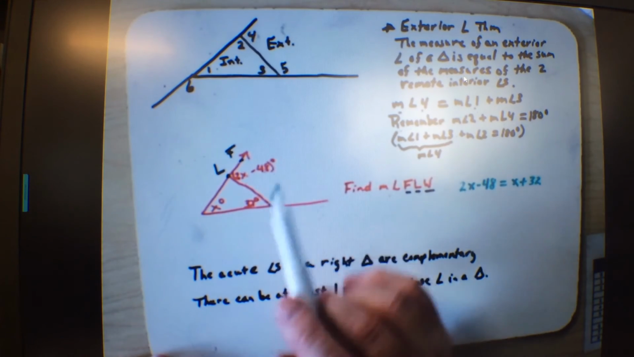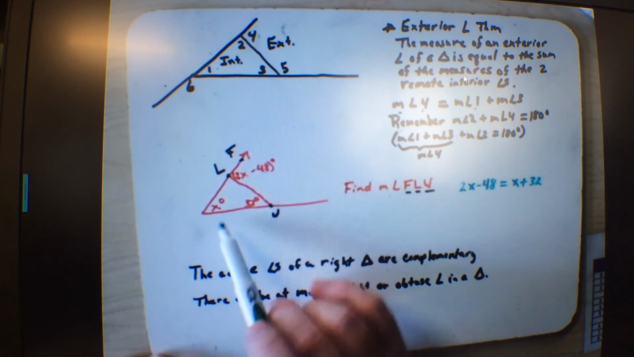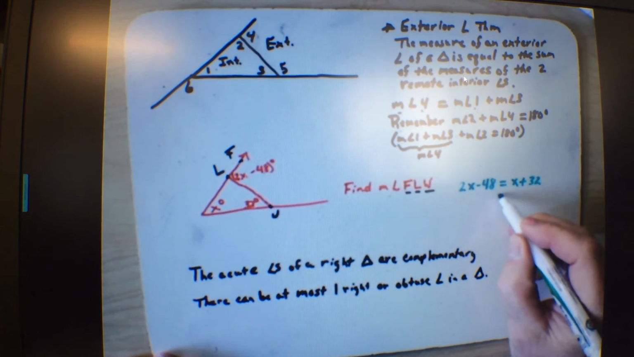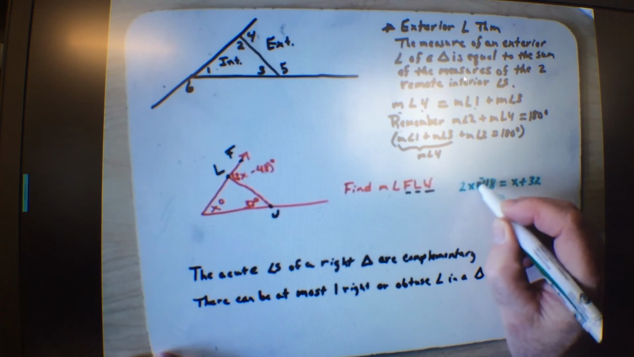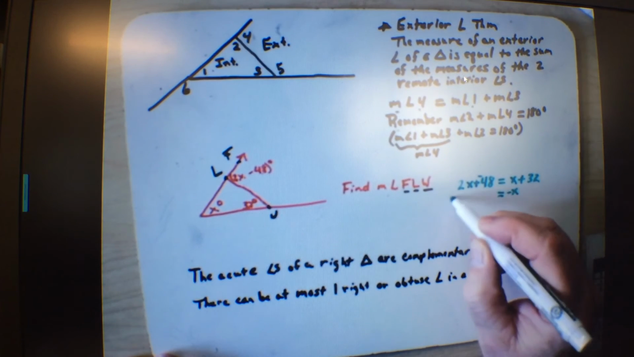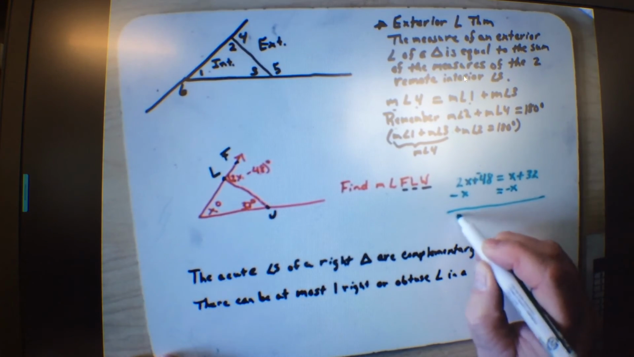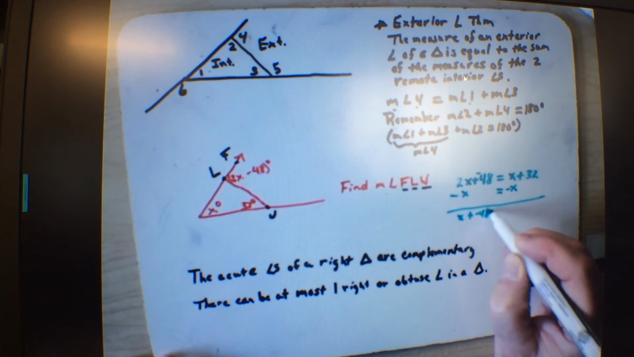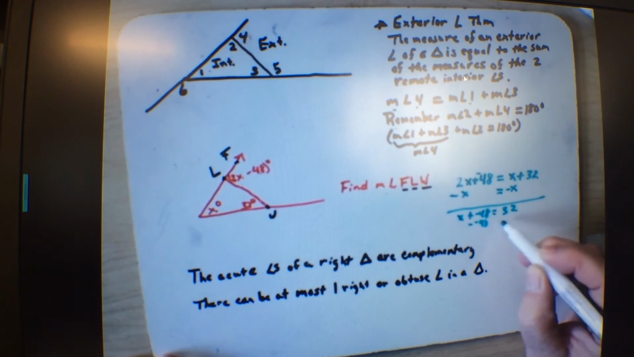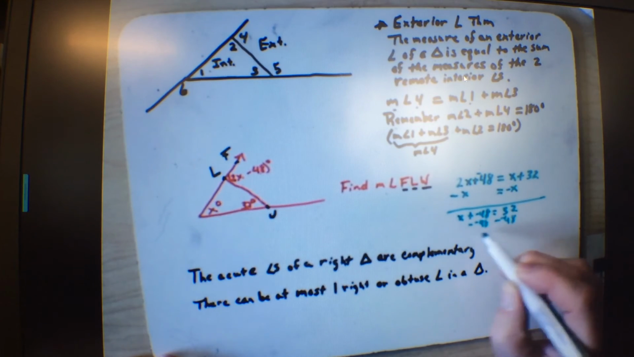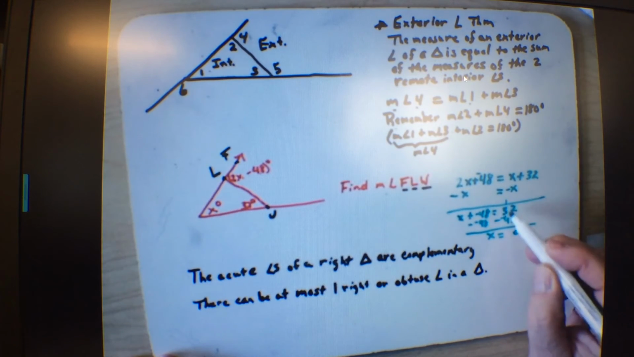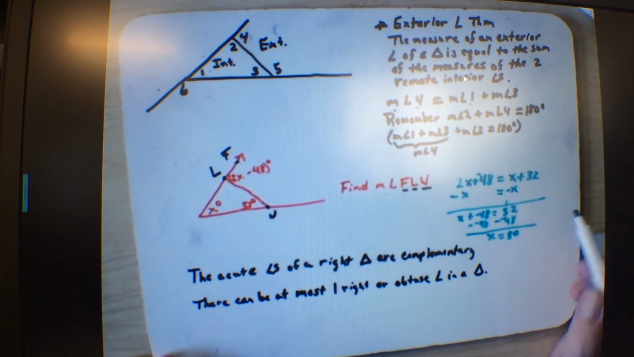So, Aubrey said that 2x minus 48 was equal to x plus 32. Do you agree? Okay, so we can solve then, and we can subtract x from both sides. So we get x plus a negative 48 equals 32, correct? And now we subtract a negative 48, which is the same as adding 48, isn't it? So x equals 80. Okay, so x is equal to 80.